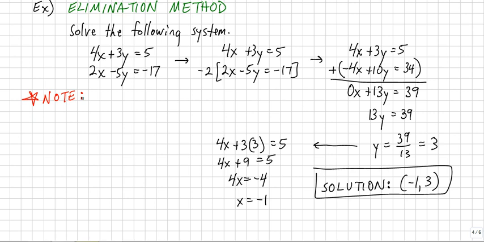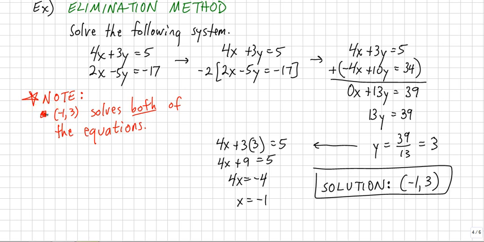That ordered pair has to solve both equations. Okay, so negative 1 comma 3 solves both of the equations. You can always plug it in to convince yourself. So 4 times negative 1 is negative 4, and then 3 times 3 is 9. Negative 4 plus 9 is 5, so it solves the first one.